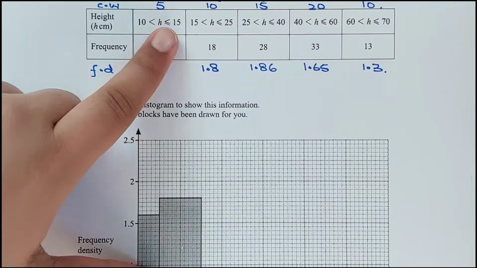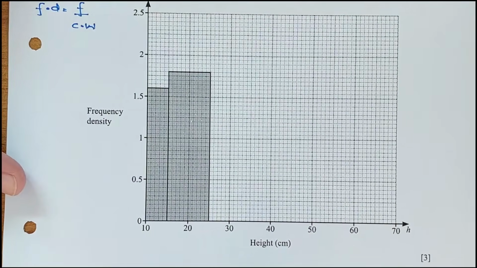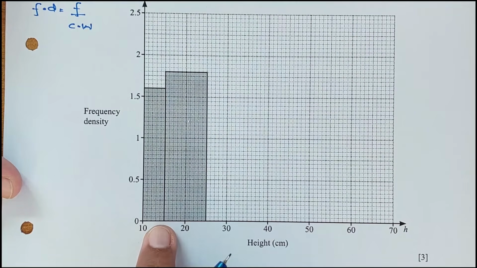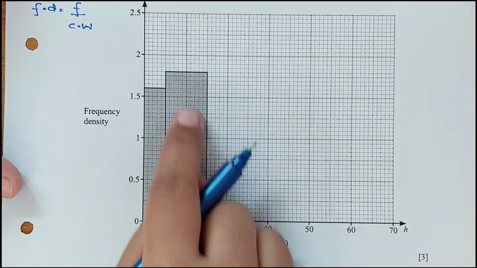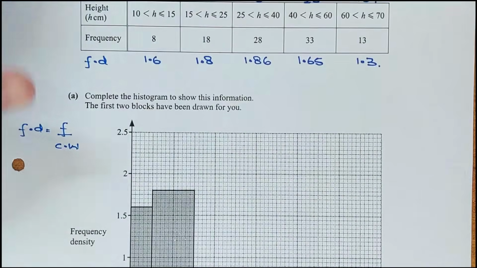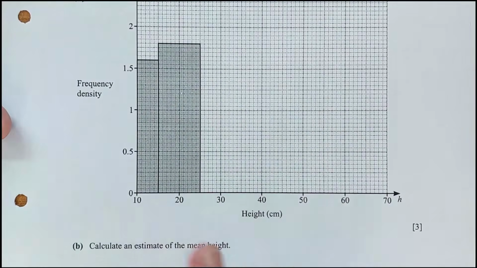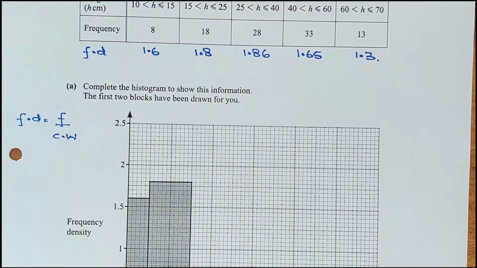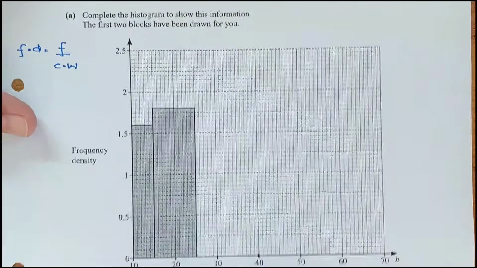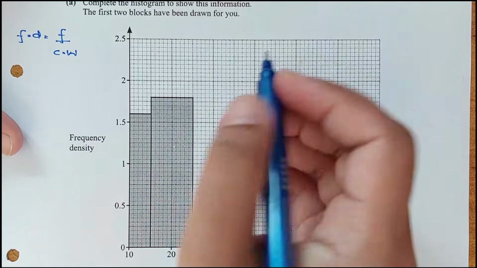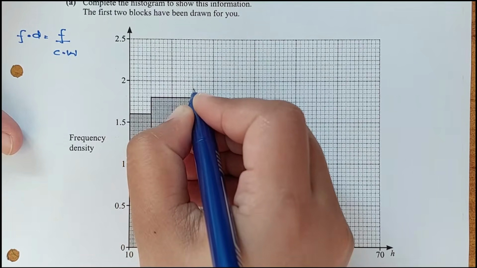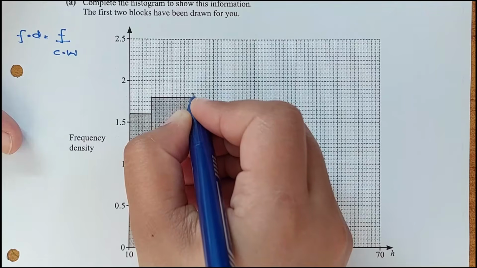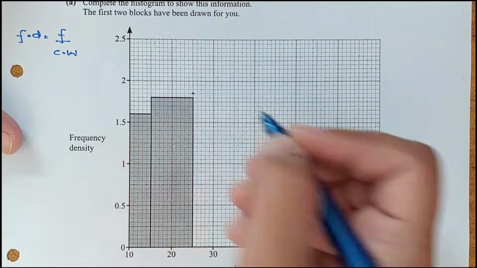So between 10 and 15 it is 1.6, and from 15 to 25 the length is 1.8, right? The next is 25 to 40. So this is 25 and this point is 40. This is 1.86, and if I round it, we can make it 1.9. This is 1.8, and this point is 1.86, closer to 1.9.